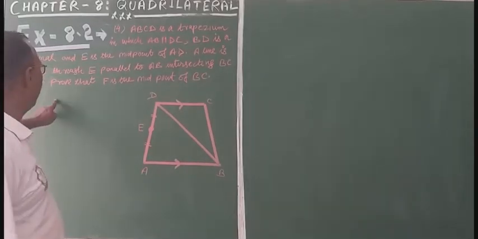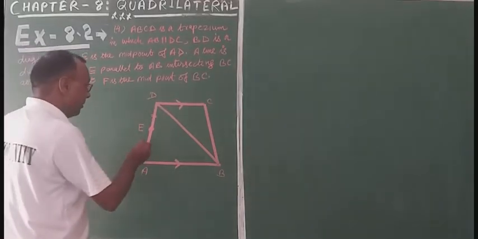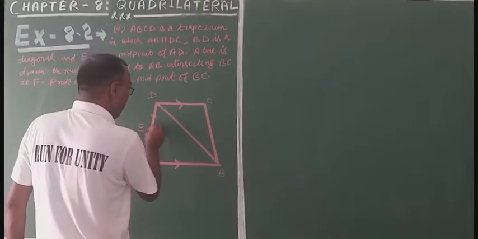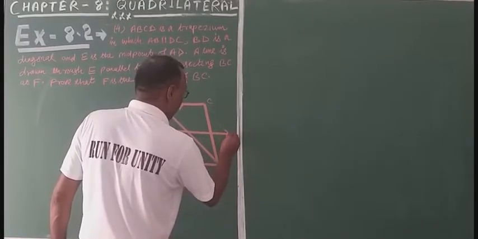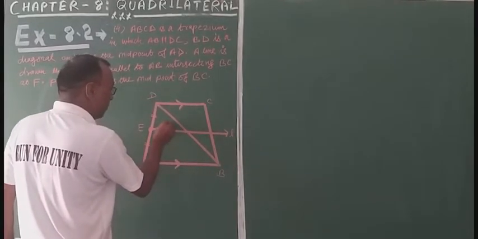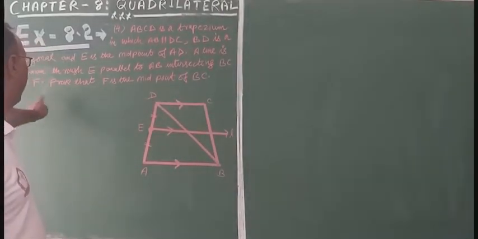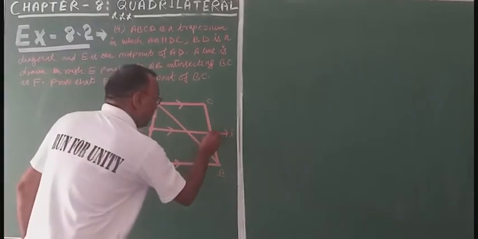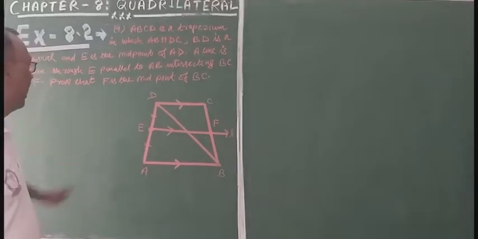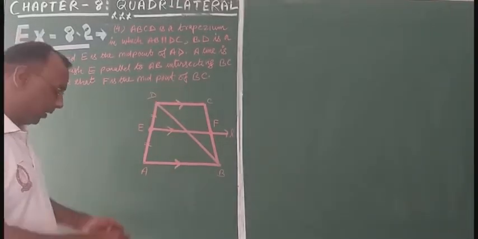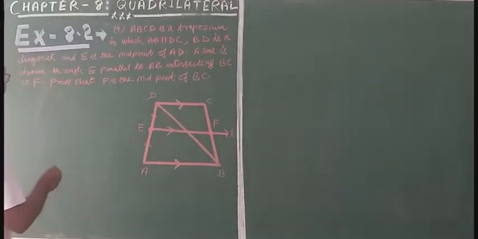Again, a line is drawn through E parallel to AB. Suppose this is line L, and it is parallel to AB, intersecting BC at point F. We have to prove that F is the midpoint of BC. Now just look at the proof.